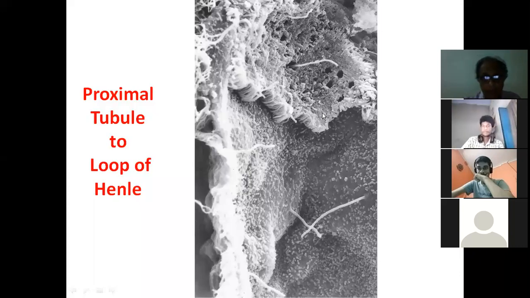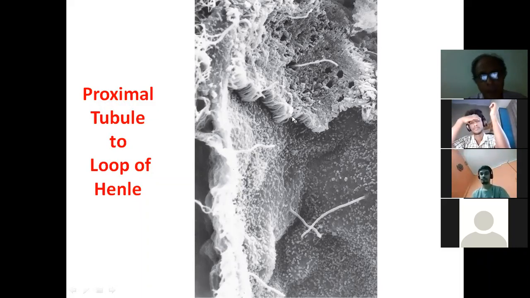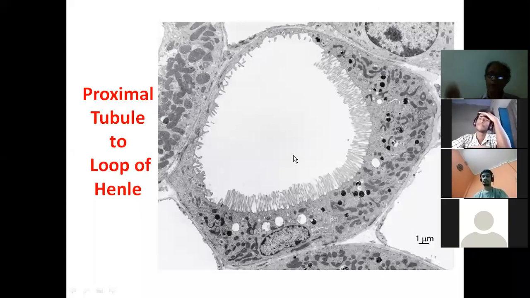And this is another scanning electron microscope picture. It shows the proximal tubule and the starting of the descending limb of the loop of Henle. So there is an abrupt transition. In the proximal tubule there are plenty of villus, and here there is no villus. And this picture is a cross section, but it's an oblique section.